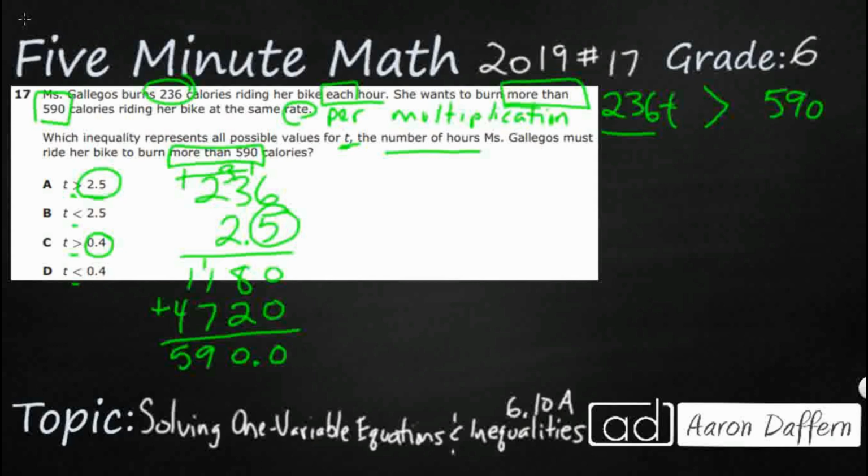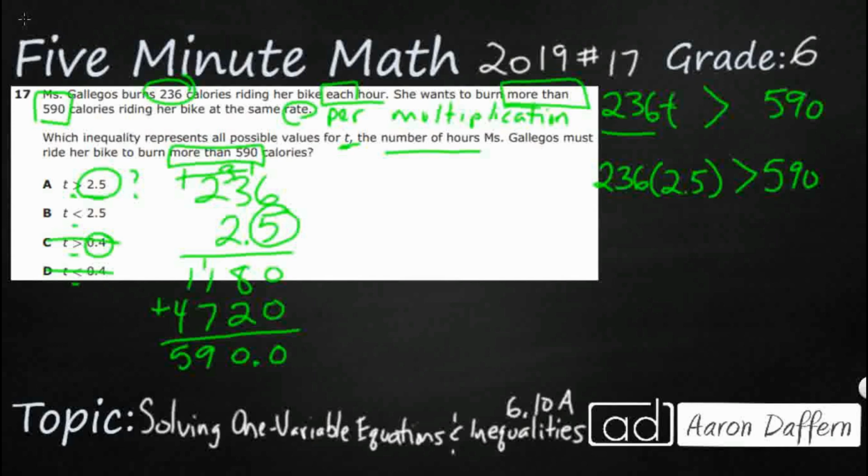And so we can say this, 236, and I'm going to replace that t with 2.5 greater than 590. And so that is going to work, and we know that it's going to be more than, so we're going to get rid of this, we're going to get rid of this, we're stuck with A or B, but we need to get more than 590, so our answer looks like it is going to be A. I'm thinking that's going to be it because it's got the greater than. Let's use the other method to verify.